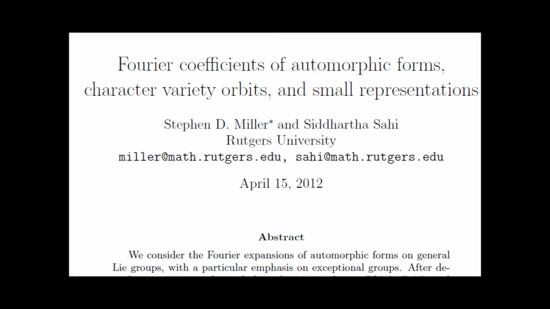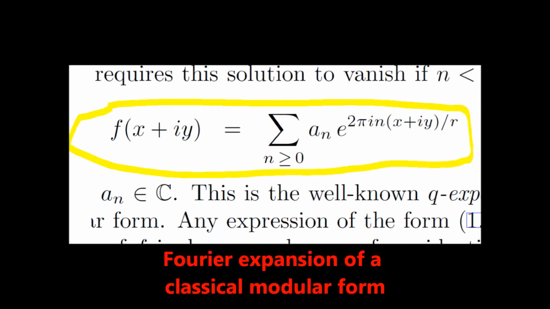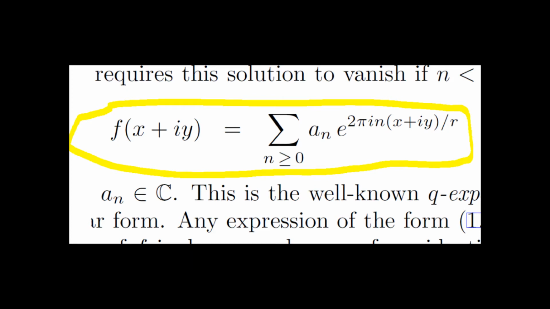The paper is entitled Fourier Coefficients of Automorphic Forms, Character Variety Orbits, and Small Representations. We study general analogs of the famous q-expansion, or Fourier expansion, of classical holomorphic forms. In part of the paper, we give a general framework for these expansions that works on general Lie groups. This subsumes certain known examples such as the Piatetski-Shapiro–Shalika expansion on GL(n), and also expansions due to Zhang, Gan, Gross, and Savin.